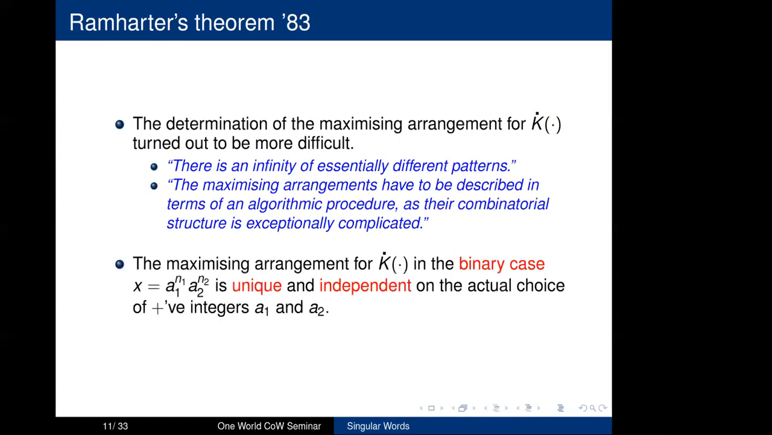However, he did, in that same paper, manage to solve the problem for the binary case. So if you have a word just consisting of 2 distinct positive integers, A1 and A2, then he showed that the maximizing arrangement for K dot is unique, always up to reversal, and independent of the actual choice of the positive integers A1 and A2.